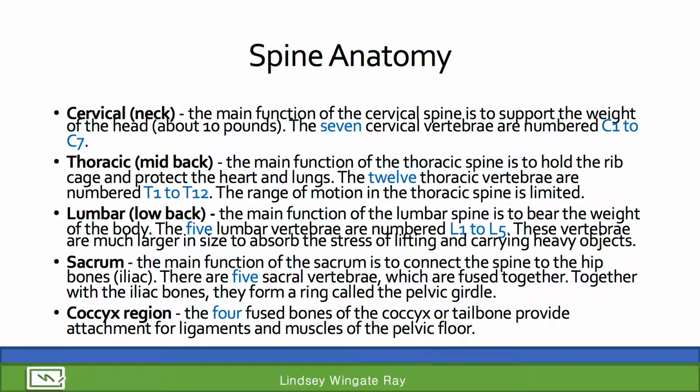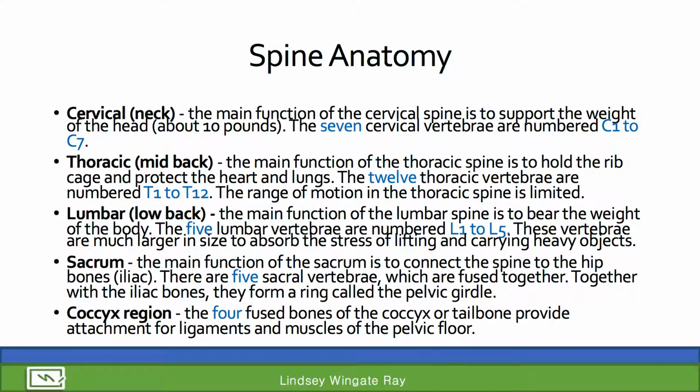The range of motion in the thoracic spine is limited. The lumbar, the low back portion of your spine, has the main function of bearing the weight of the body. The 5 lumbar vertebrae are numbered L1 to L5. These vertebrae are much larger in size to absorb the stress of lifting and carrying heavy objects.